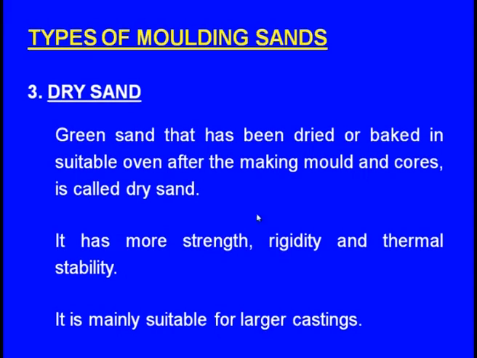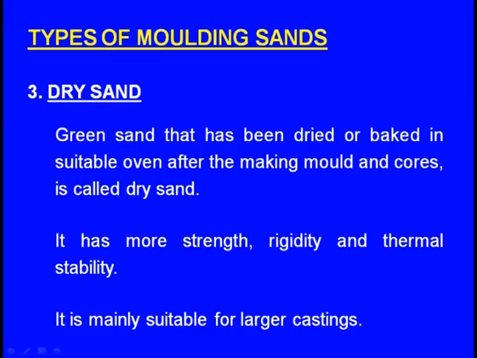Next, we will see the dry sand. Green sand that has been dried or baked in a suitable oven after making the mould and core is known as dry sand. Because of the presence of moisture, sometimes we get defects like blowholes and porosity. So to avoid these defects, we dry out this moisture, and then this sand is known as dry sand. It has more strength, rigidity and thermal stability, and it is mainly suitable for larger castings.